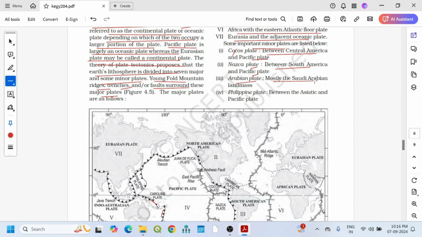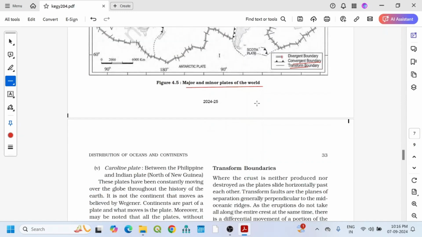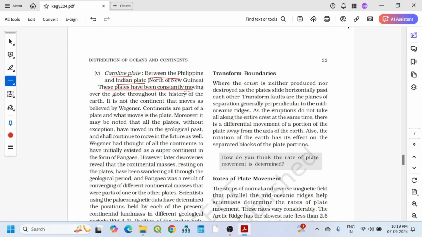Arabian plate, mostly the Saudi Arabian landmass, Philippines plate between the Asiatic and Pacific plate, then Caroline plate between the Philippines and Indian plate. These plates have been constantly moving over the globe throughout the history of the Earth. It is not the continent that moves as believed by Wegener. Continents are part of a plate, and what moves is the plate.